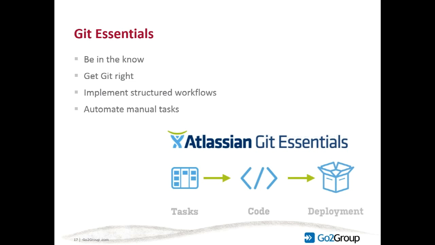Next item, implementing structured workflows. Again, Git, being born from open source, has no fixed workflow, right? Git Essentials provides you with the tools that your team can use to implement the workflow that works for your team. Basically, no team will be bound to how the app wants you to do things; instead, you choose how you want to do things.